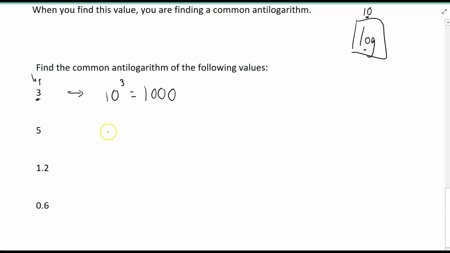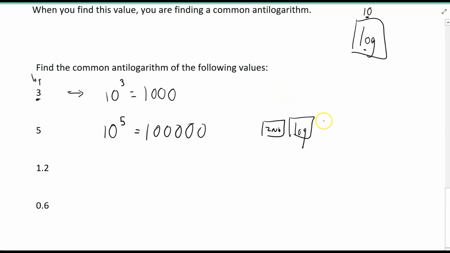In order to raise 10 to the power of 5, we have to use the second function button. We punch the log button, put in the exponent 5 and hit equals, and it is 100,000. That's 1 with 5 zeros.